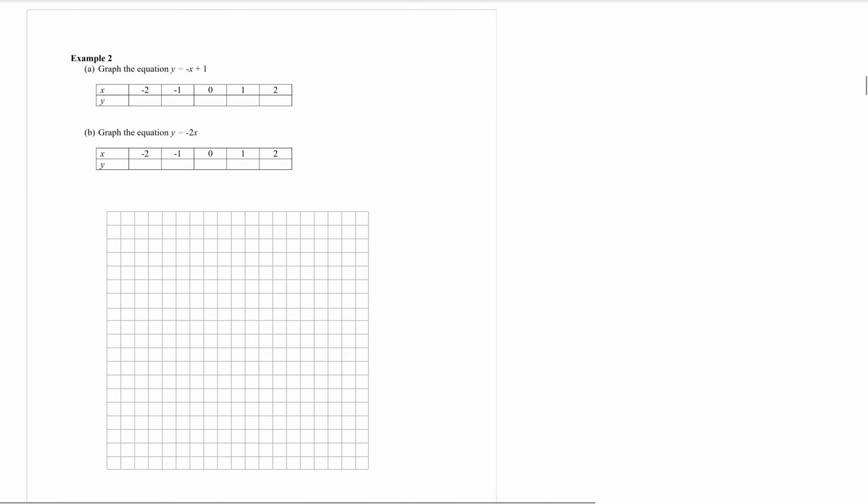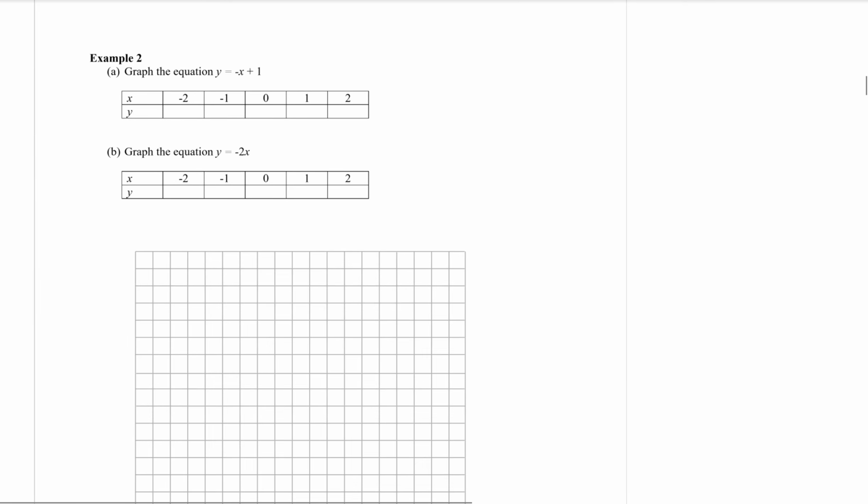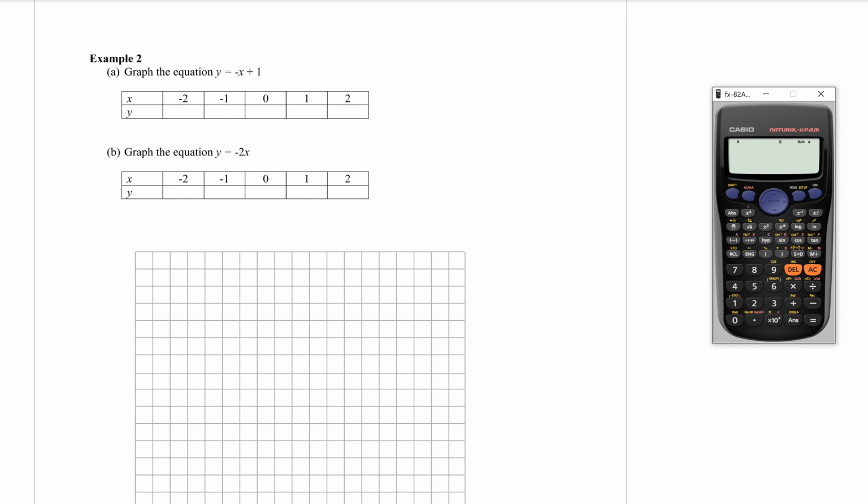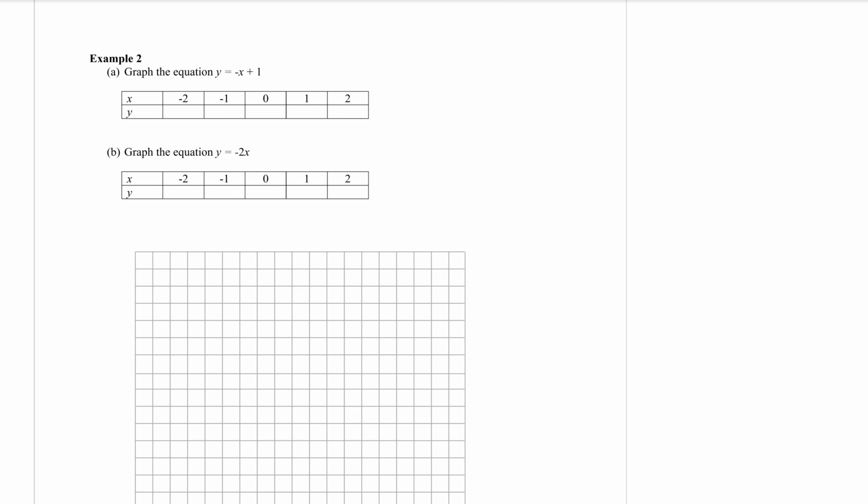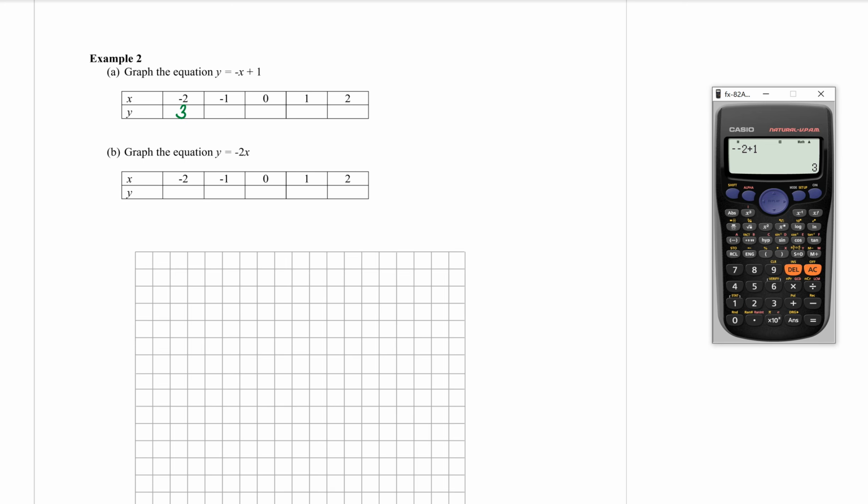Question 2, graph the equation of y equals minus x plus 1. So grab the calculator. We have a minus x, but x is minus 2. So I have minus from the equation, minus 2 that I'm putting in, plus 1 equals a 3. Now we want to put in negative 1. So I want minus from the formula, minus 1 plus 1 is 2.